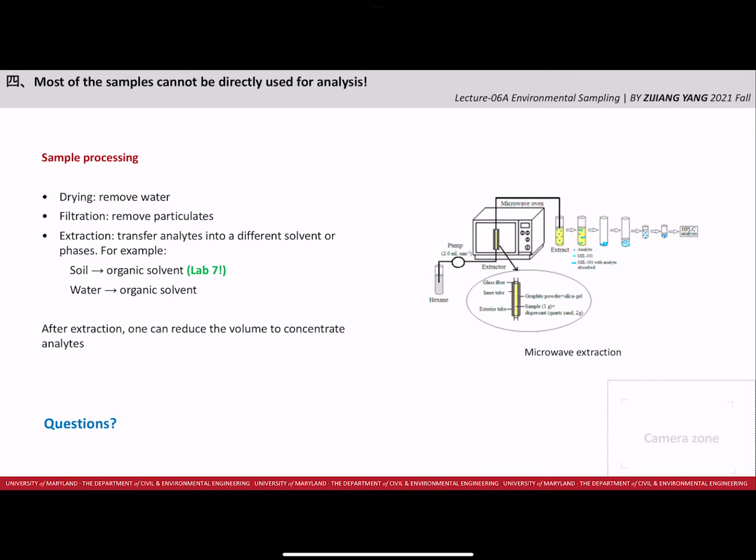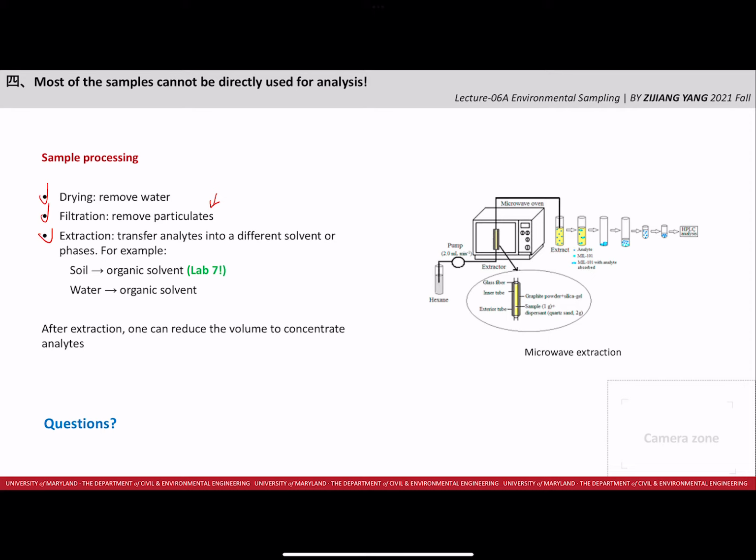After we have the sample, for most situations, we cannot analyze the sample directly. So we need to do some treatment to our sample. Here are three common treatments or processing methods of the sample. The first one is drying to remove the water, and the next one is filtration. We want to remove the particulates. This is especially for air or water samples.